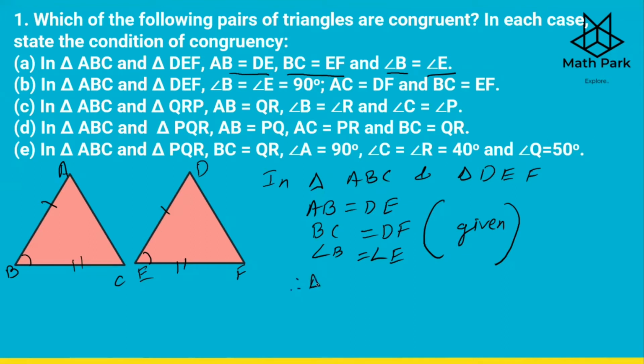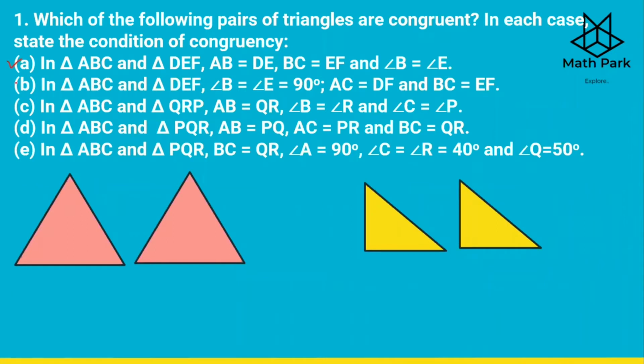So therefore, you have triangle ABC is congruent to triangle DEF by, you can see, side angle side, SAS. Okay, side angle side. Got it? The angle which is included: two sides of one triangle are congruent to two corresponding sides of another triangle, and the angle included between them is congruent. Then we say that the triangles are congruent by SAS. Understood? Done with A. Let us start with the B part of this question.